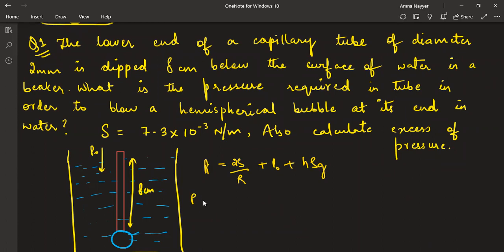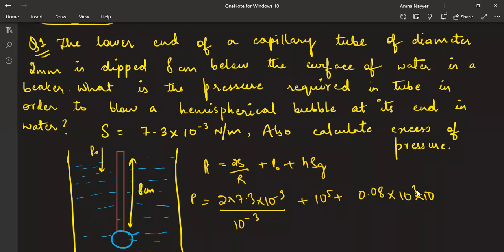So total pressure will be 2 into surface tension, which is 7.3 into 10 to the power minus 3. Our diameter is 2 millimeters, so radius will be 1 millimeter or 10 to the power minus 3 meter. Atmospheric pressure is 10 to the power 5 pascals. Height is 8 centimeters, 0.08 meter. Density of water, 1000 kg per meter cube. Acceleration due to gravity, 10. Solve it. Tell me what is the answer coming.